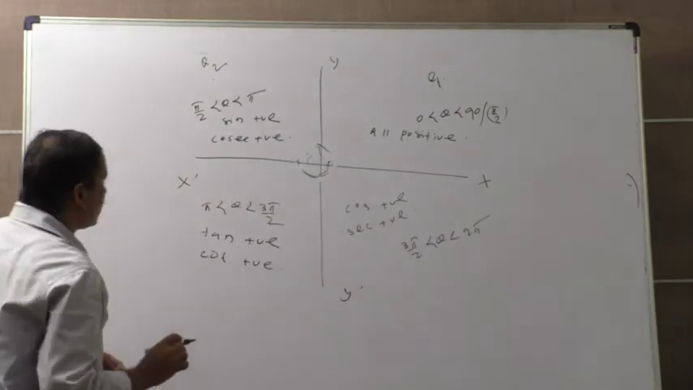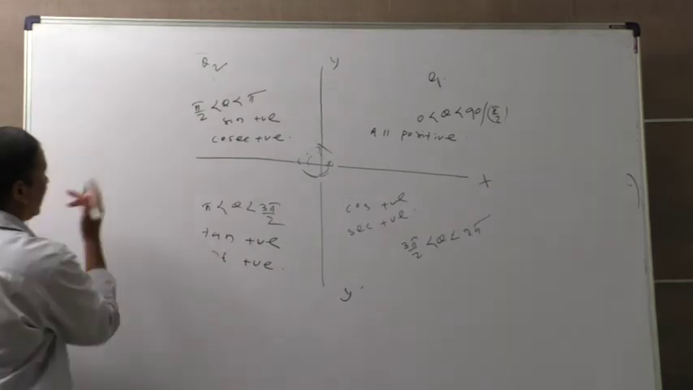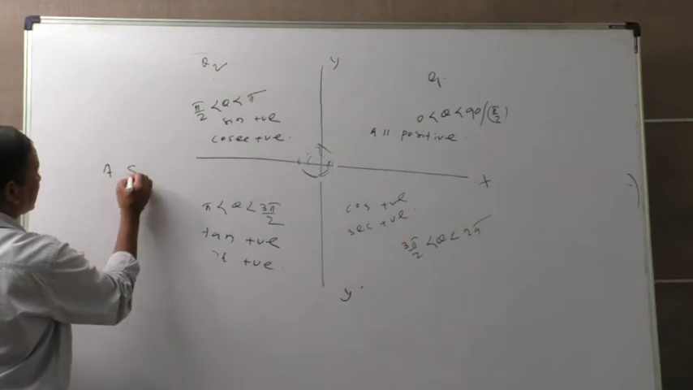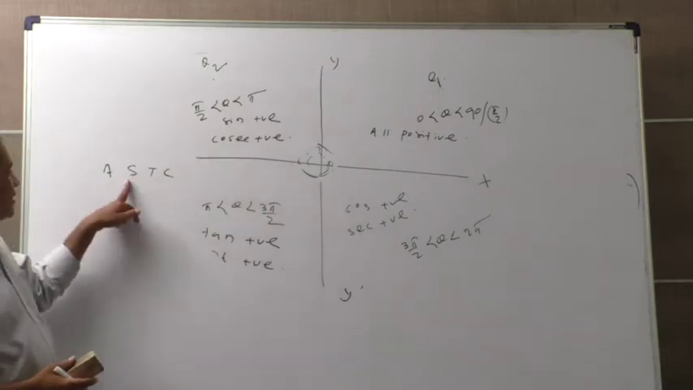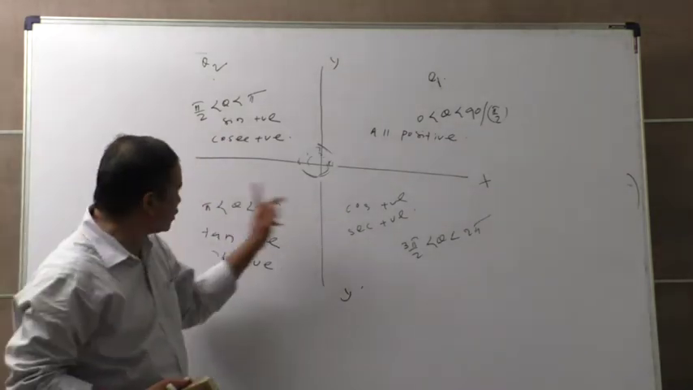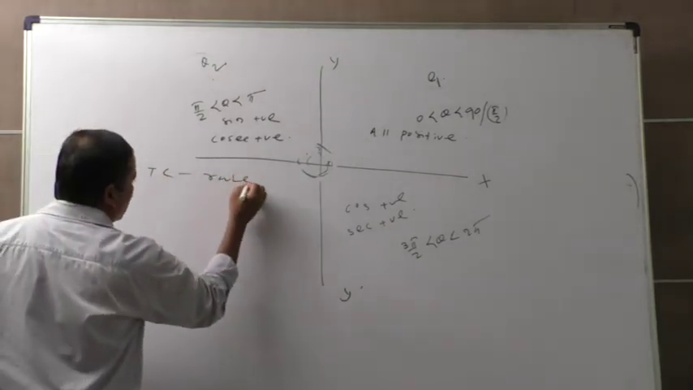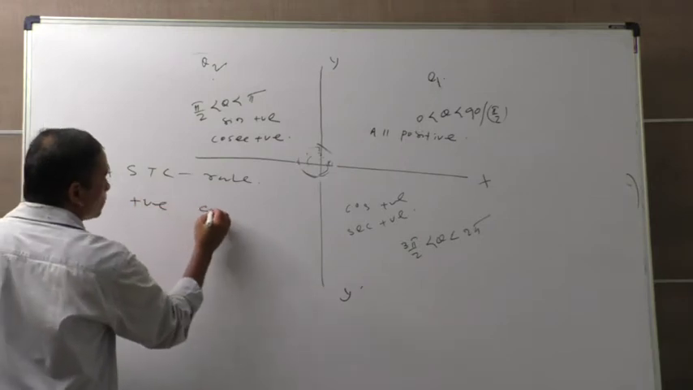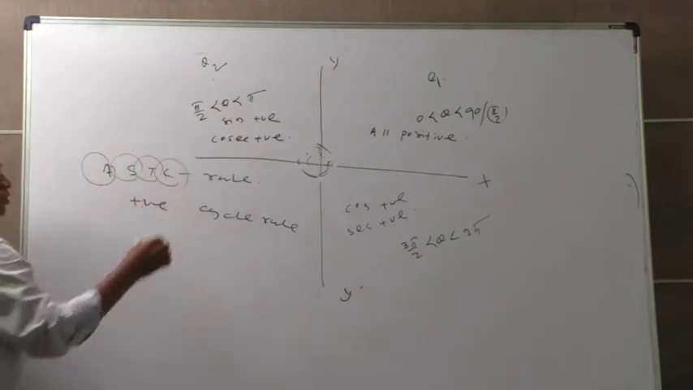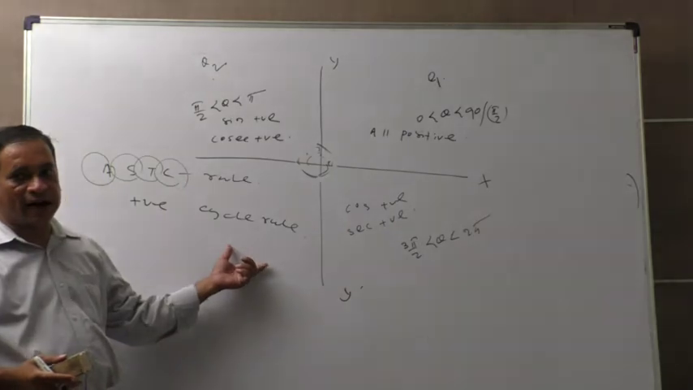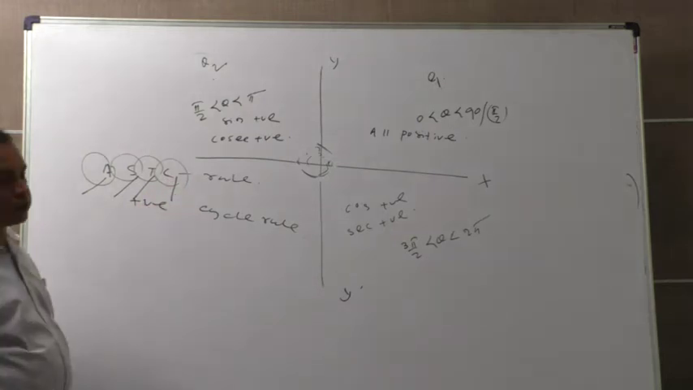That means if you take all the first letters, that is A, S, T, C: all, sin, tan, cos. Then we will get the ASTC rule. That means the all sin tan cos rule. That is called the positive cycle rule. According to this order: first quadrant, second quadrant, third quadrant, and fourth quadrant.